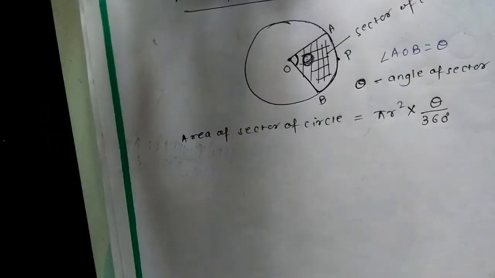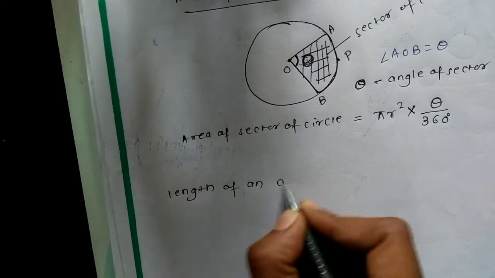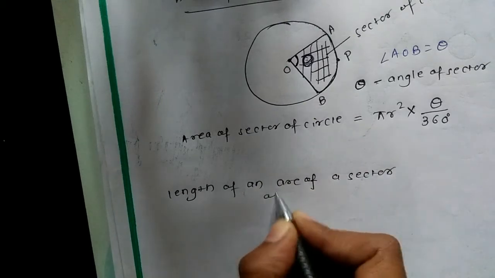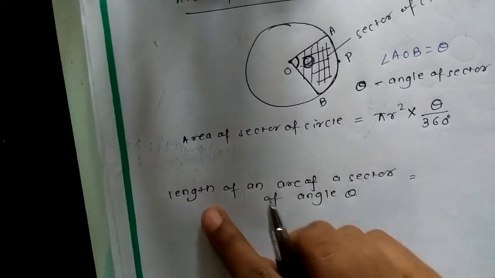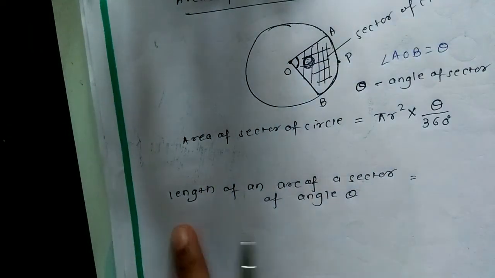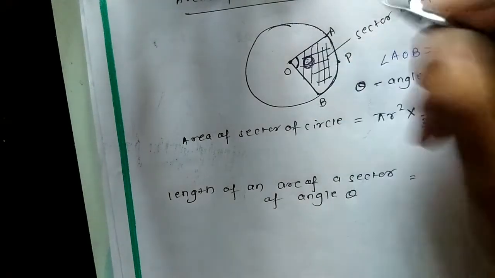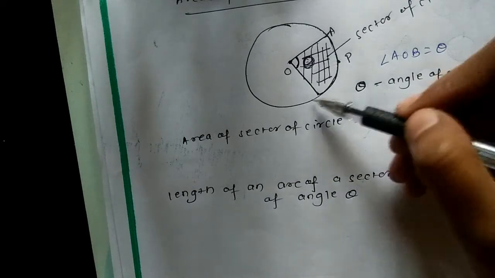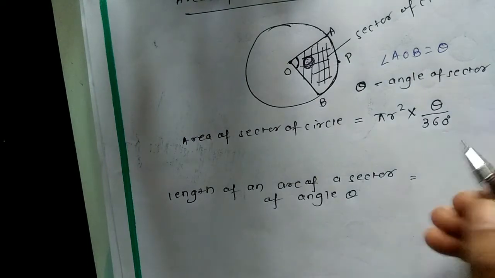Now there is one more formula, the length of an arc of a sector of angle theta. Here they are not given the length of the arc, because arcs are formed between different radii. So for the length of an arc of a sector, we are going to find the length of the corresponding sector arc. Let us take arc APB of the sector of angle theta. Only this corresponding length we have to find out. So the formula is here.